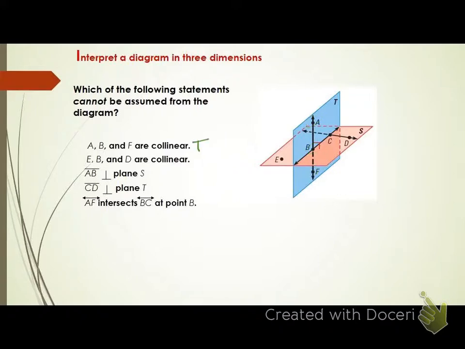Right? What about E, B, and D being collinear? E is here, B is here, D is here. Okay, they're not currently being shown that they're on the line, so we can't assume that. Right? So this is false. We can't assume that right now.